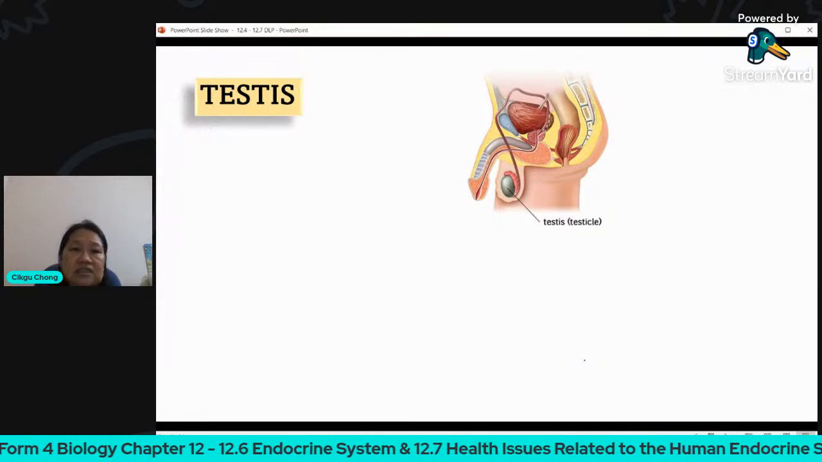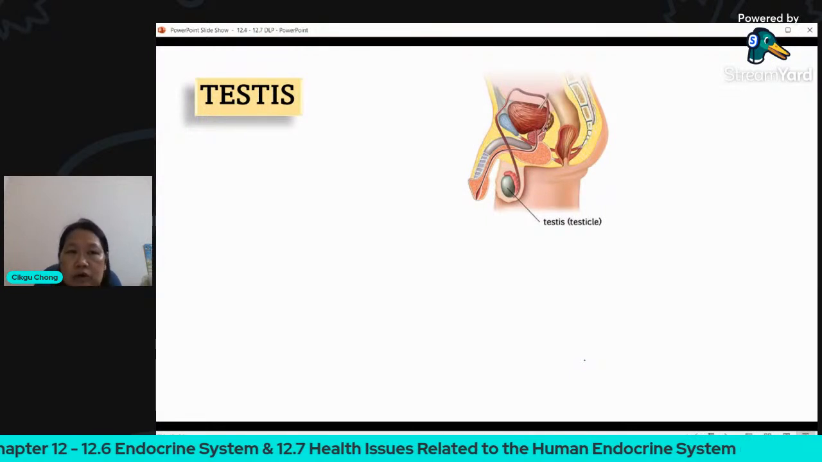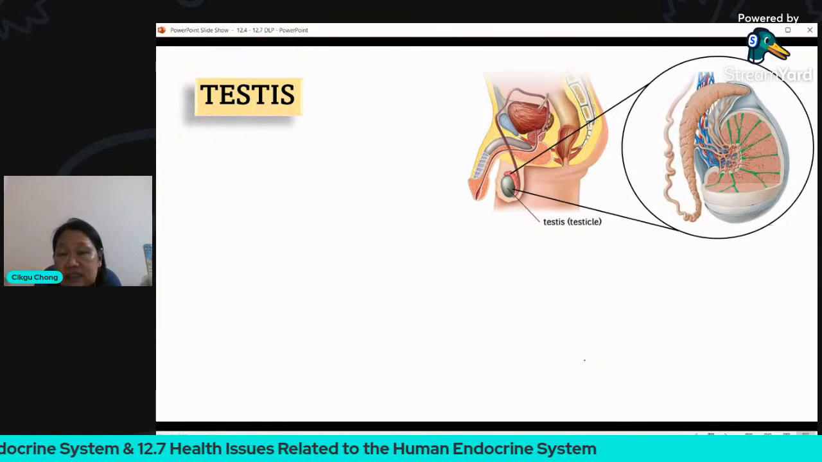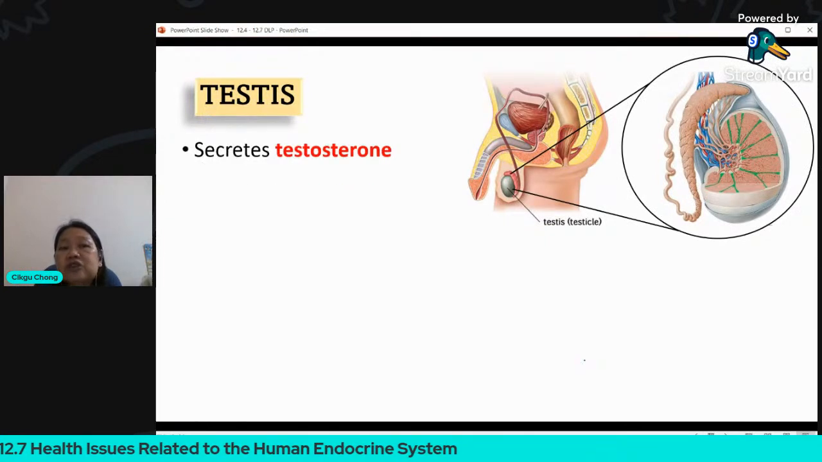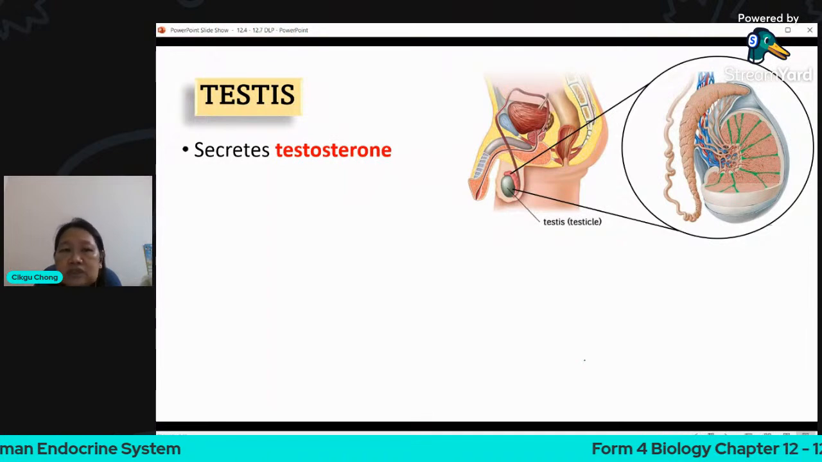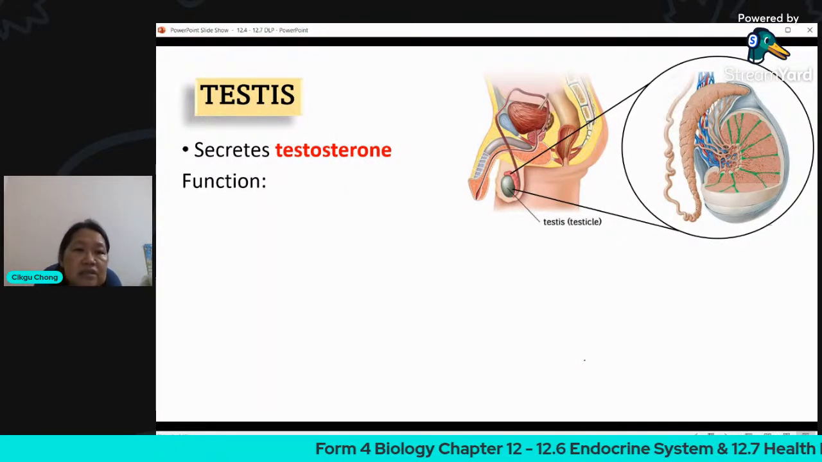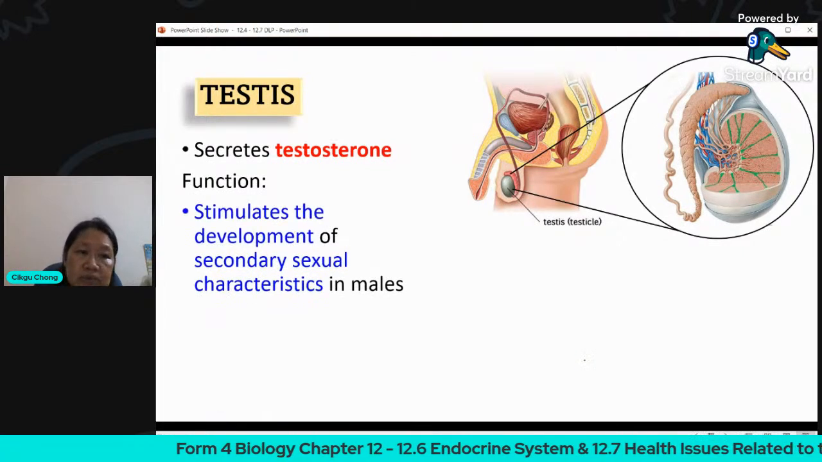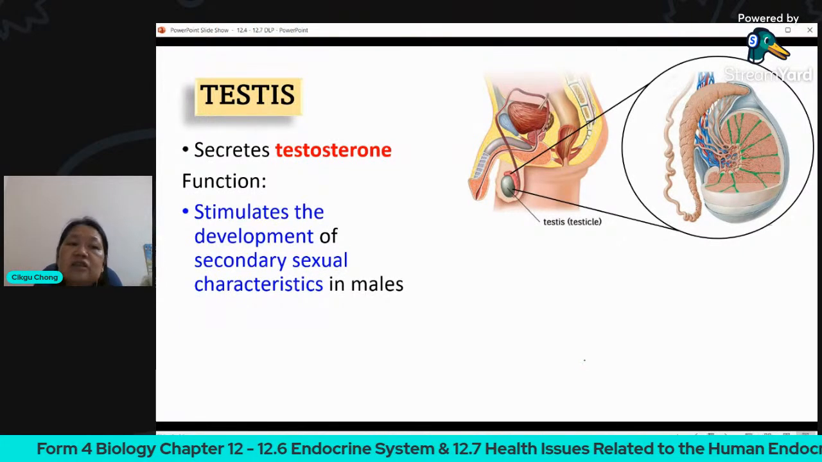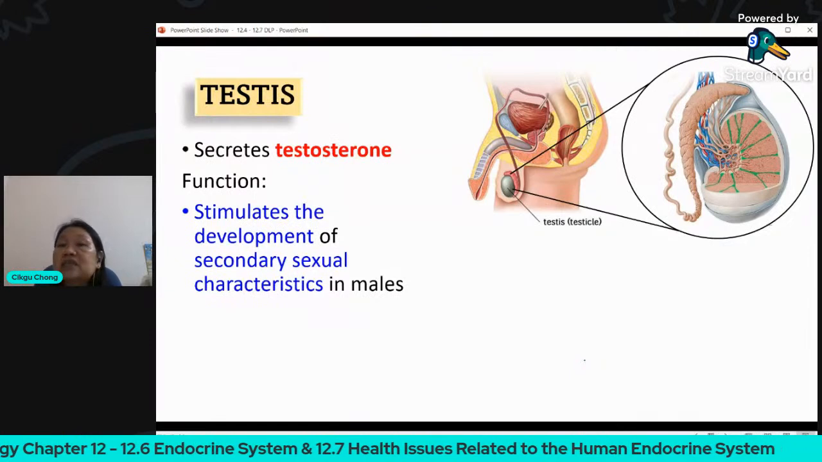Okay, next one, testes. This is for male, all right, in the male body. Okay, this is the testes, magnified. So testes secretes testosterone. So testes, testosterone, easy. The name is almost the same, all right. The first word is there. Function, all right. Testosterone is to stimulate the development of secondary sexual characteristics in male.